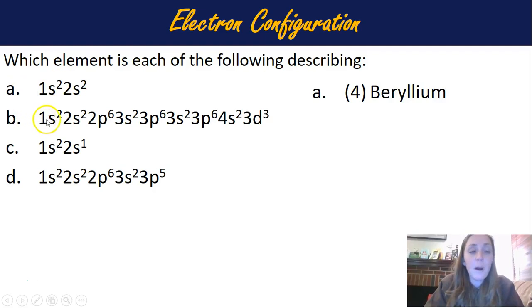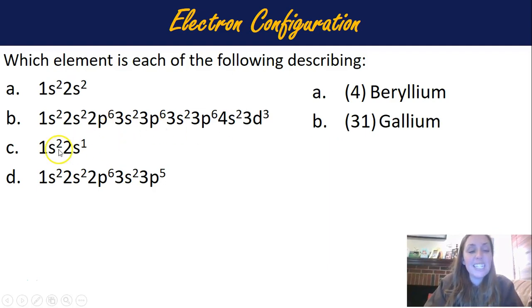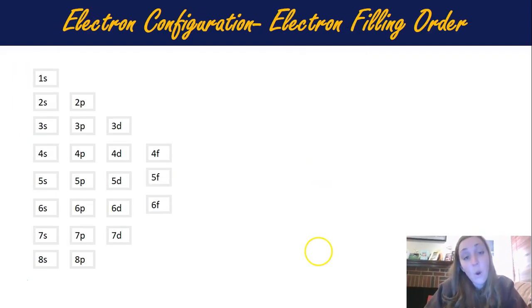All right, for part B, you add up all those top numbers. You should get 31. 31 on the periodic table, that is gallium. Okay, for part C, you add them up. 3, lithium. Part D, add them up. 17, chlorine. Now, if you want to come up with your own electron configuration, you're going to want a way to know what order they go in.